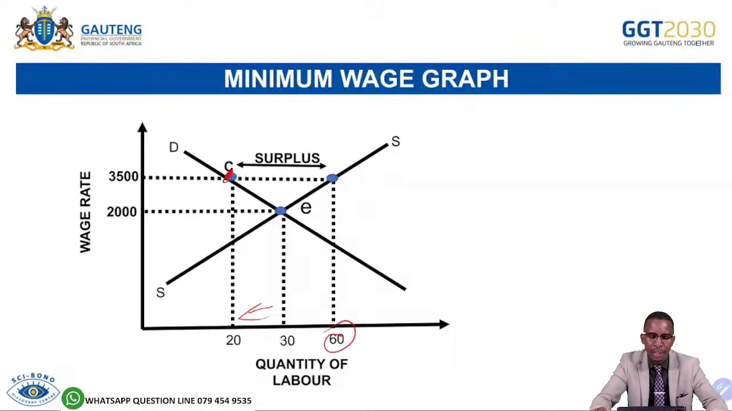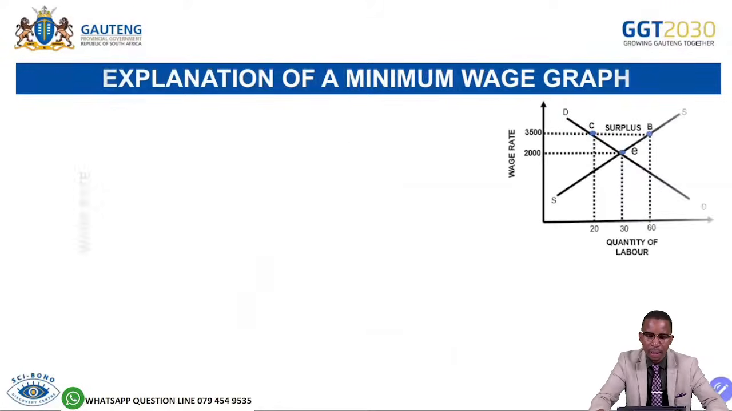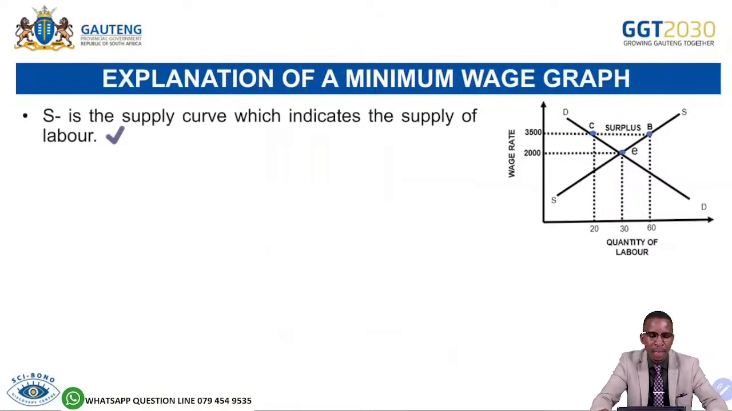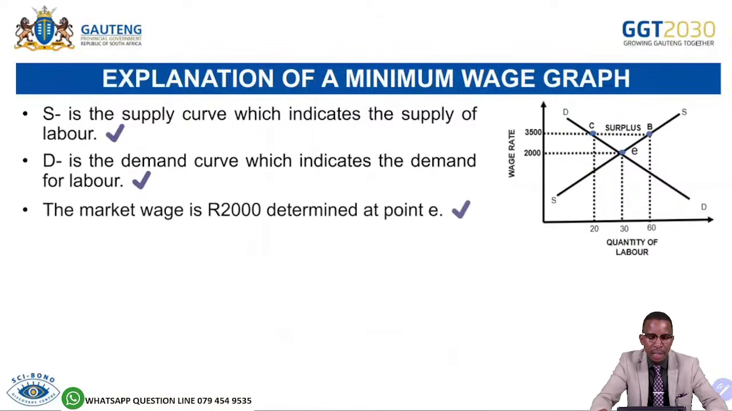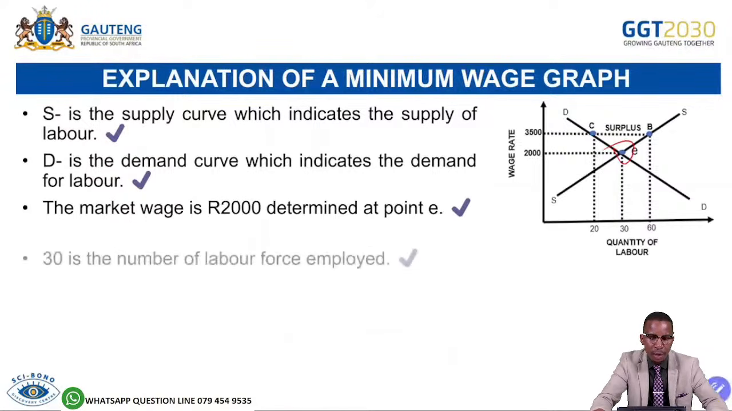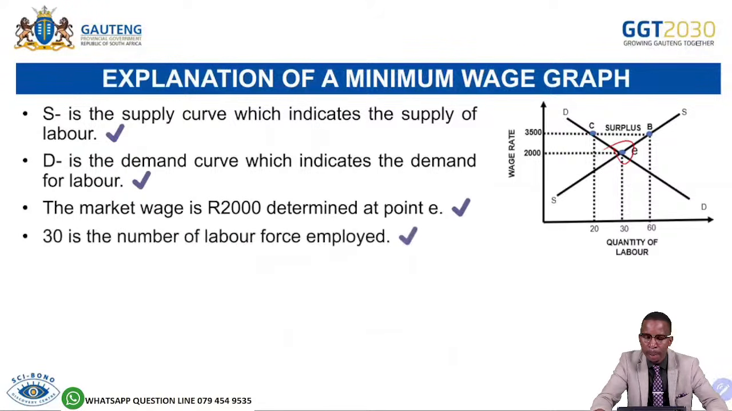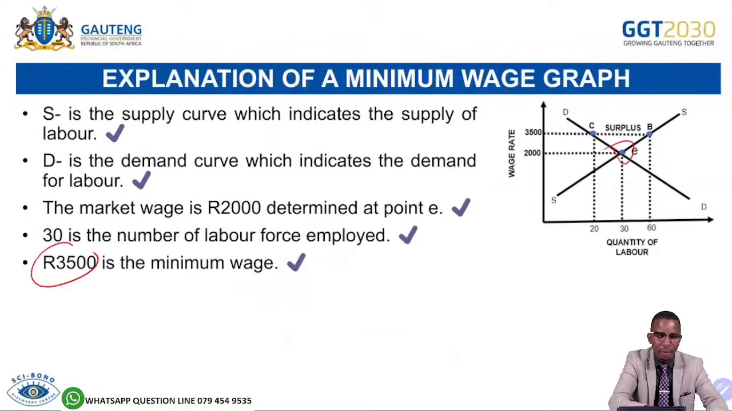That's our supply, and that's point C. And that's point D. So the gap between point C and D indicates the market surplus, the oversupply of labor. That's our demand. There it is being explained as the original supply curve with the demand being the original demand curve. The market wage is 2,000, which is determined at point E, which is equilibrium. That is also the number of workers employed at the market price, and 3,500 is our minimum wage.